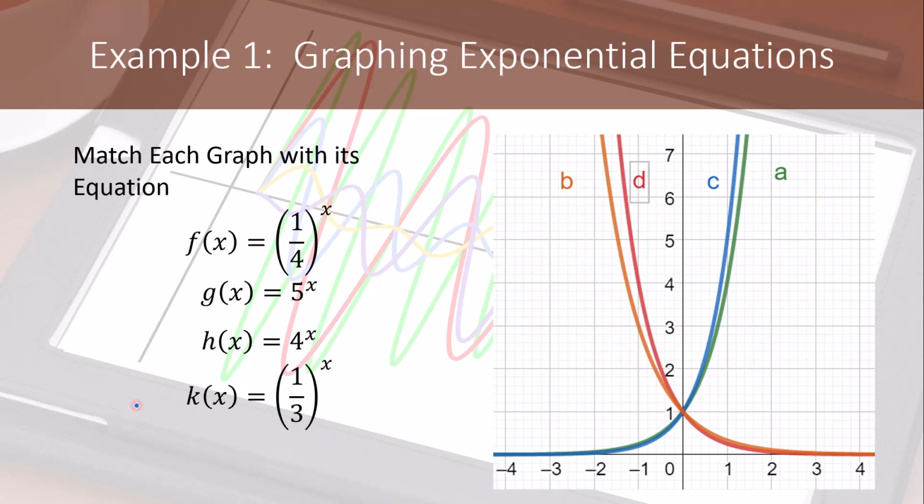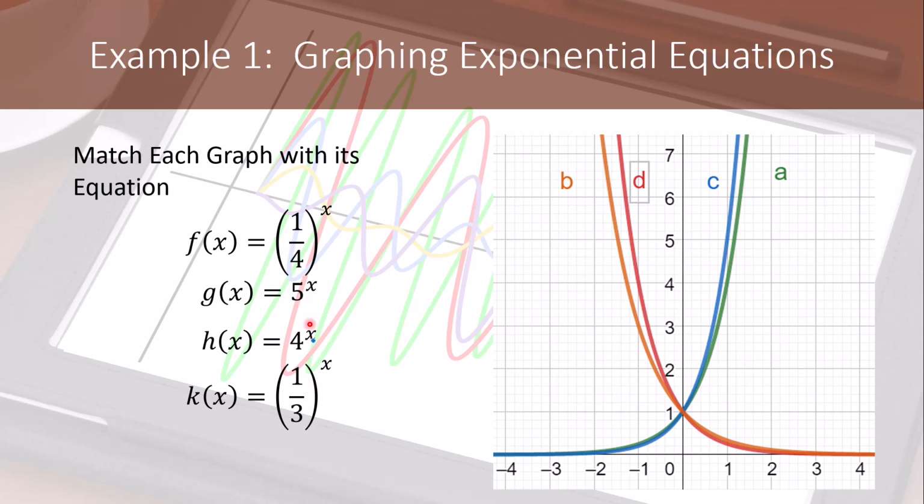Now, I want to conclude this video with a couple of examples, and most of these examples portray what you will find in your homework. And here we need to match each graph with its associated equation. Notice here that we have f of x equal to 1/4 raised to the x power, g of x is equal to 5 to the x power, h is equal to 4 to the x power, and k is equal to 1/3 to the x power.